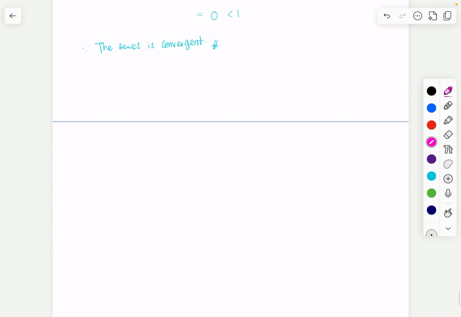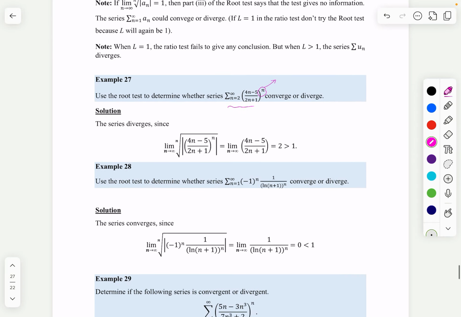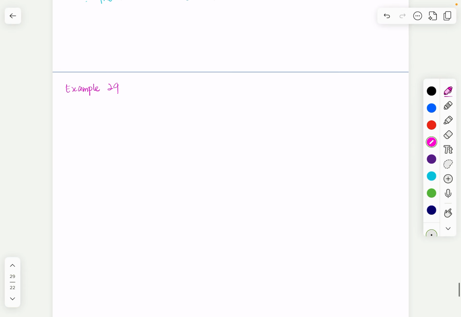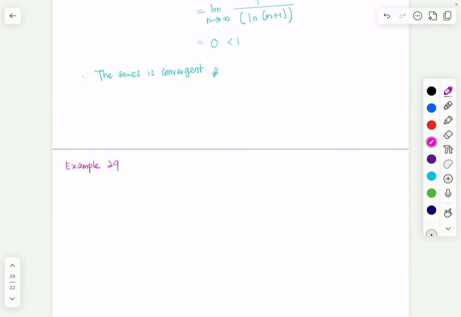Okay, next example. Example 29. Okay, is it example 29? 27, 28, okay, 29. I think this is the last example for the root test. So we are given the series 5n minus 3n to the power of 3 divided by 7n cubed plus 2, all to the power of n. When you look at a series that has something to the power of n, we can use the root test. Okay, let us find the limit.